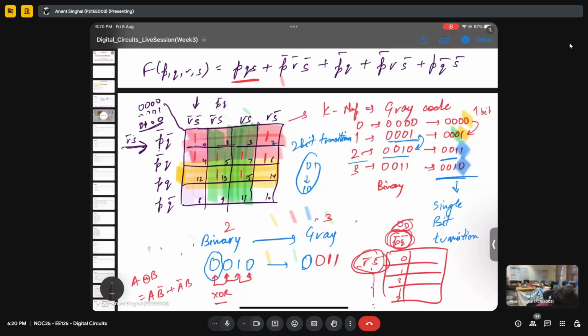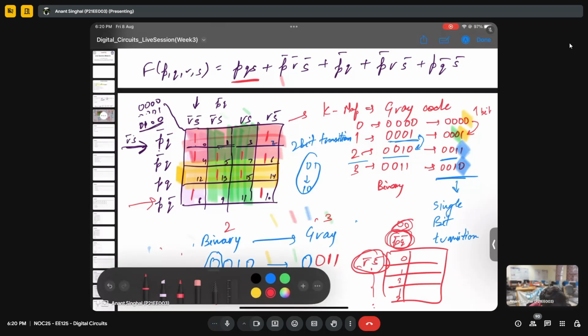Then the last term is PQ bar, which is the last row, and then S bar. S bar is here and here. So these are all the ones that we need to use to minimize the expression, right? I hope this is clear to everyone. So now in the K map, the second step. So first is marking all the ones.